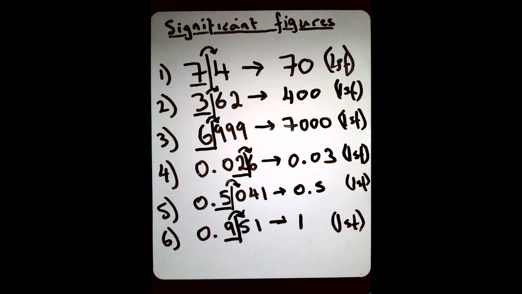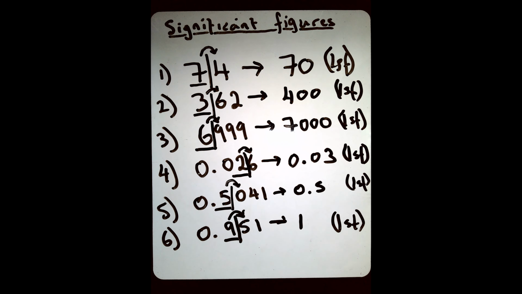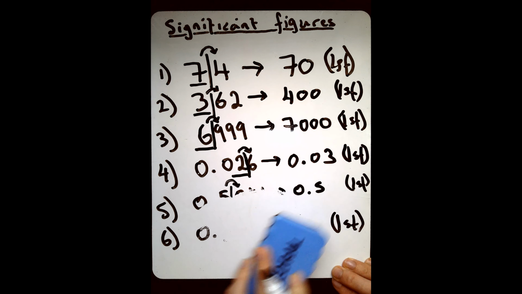Now I'm going to show you how to do 2 and 3 significant figures, but we're going to have to get some different numbers because, for instance, there's not enough digits in, say, 74 to do 3 significant figures, or 0.026 for 2 or 3 significant figures. It will just stay the same for 2 significant figures.